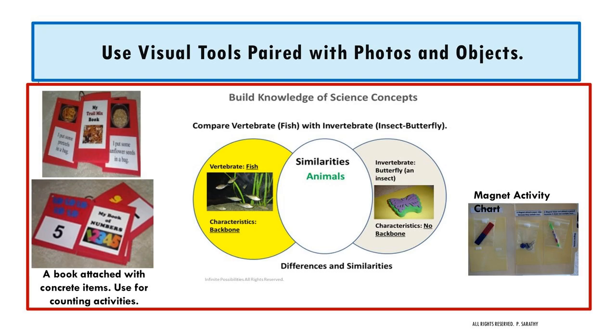These are all other visual tools. You can make a book attached with concrete items. You can make a kind of a wall to build knowledge, but this is, of course, a Venn diagram, and you are teaching differences and similarities and attaching objects to identify the difference and similarity. Here, it's a magnet activity that you could put at your learning center with objects attached.